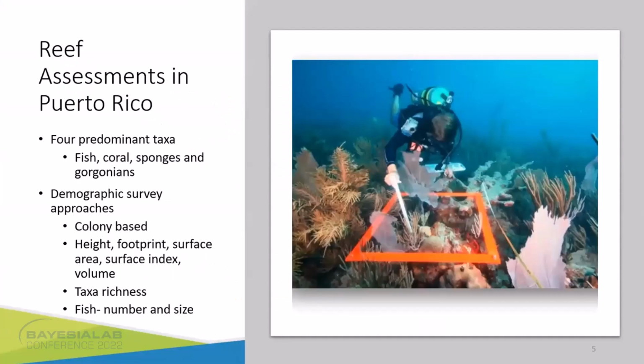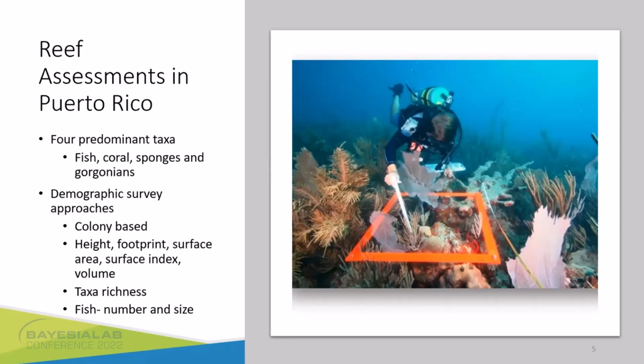So there were 4 predominant taxa that were sampled by EPA: fish species, coral species, that's stony coral, hard coral, sponges, and gorgonians. And gorgonians are the sea fans. They're also known as soft coral. They kind of look like plants, and they wave in the water.